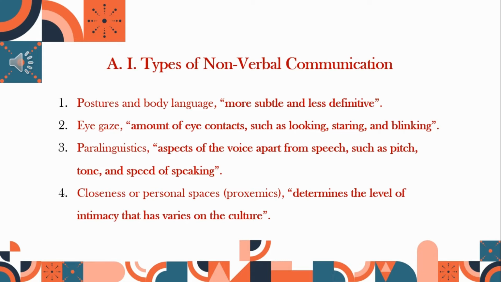The first is postures and body language. It's more subtle and less definitive. We communicate many messages by the way we talk, walk, stand, and sit. For example, as a teacher, leaning slightly forward communicates to the students that you are approachable and friendly. Another example, if a person is bored, he gazes around the room rather than looking at the speaker, or he often moves his position.